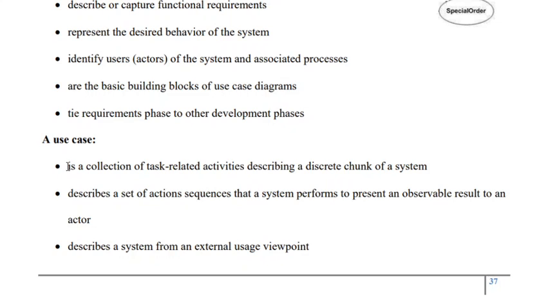Now, a particular use case is a collection of a chunk of task-related activity describing the behavior of a system. So, as we have discussed in the previous class, a use case may be defined as a particular way in which a system can be used by the user. It describes a set of action sequences that the system performs in order to present an observable result, right? And it describes the system from the external user's perspective because it's not capable of disclosing the internal implementation.